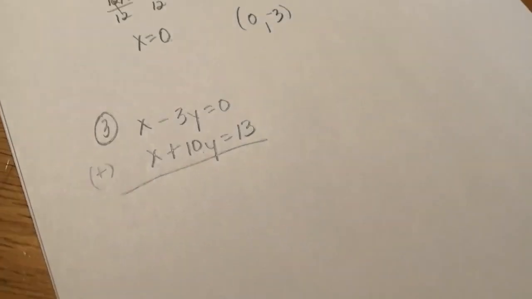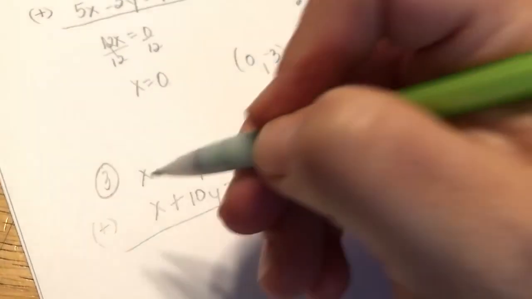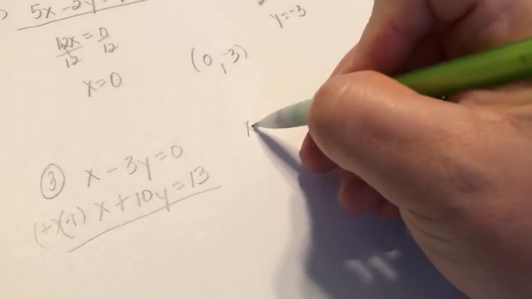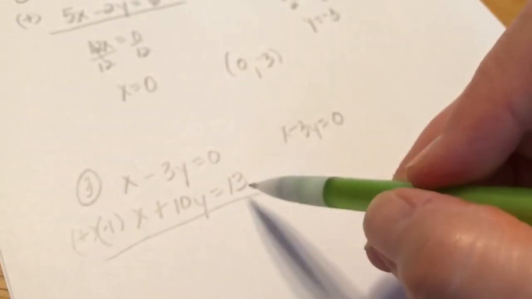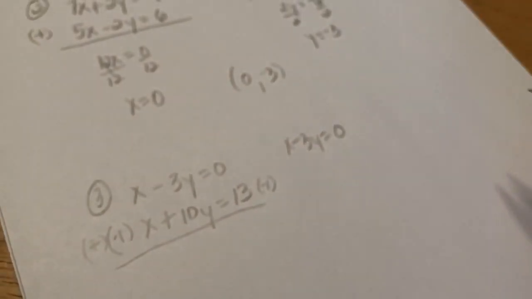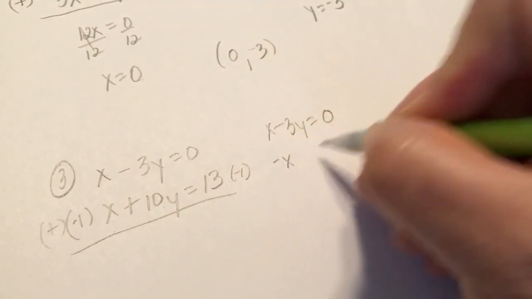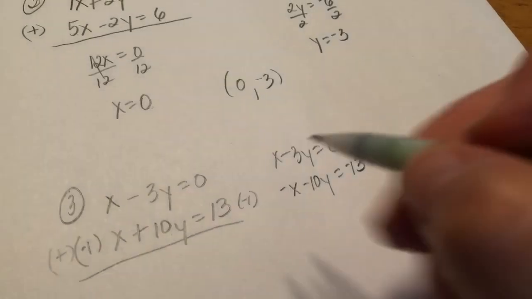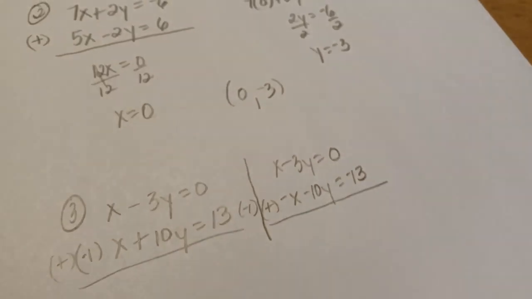So on one like this, where they are really close, we're just going to multiply one of the equations by a -1. I'm going to leave the first one alone. Multiply the entire equation. Make sure you multiply the entire equation. Some of you like to put that -1 on both sides so you don't forget to multiply the entire equation. It's completely up to you. So now when I do that, it becomes -x minus 10y equals -13. And now you can add the two equations together.